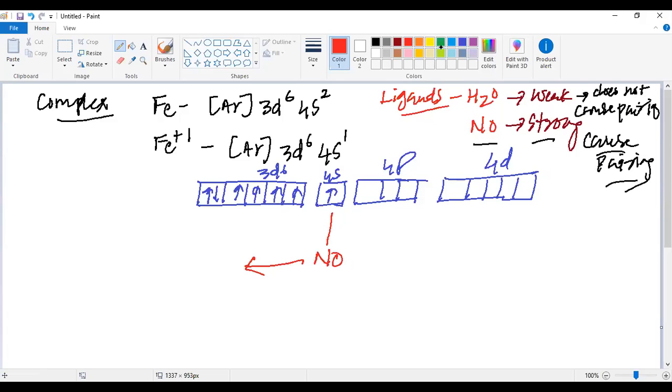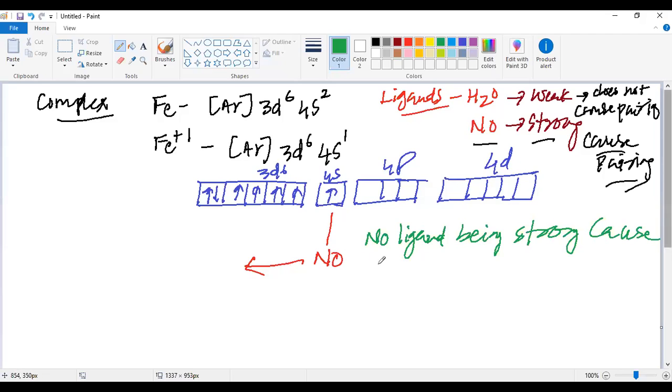So what we should write here, or what we should understand, is that NO ligand being strong causes pairing of 4s electron, and thus this electron is transferred to this orbital.